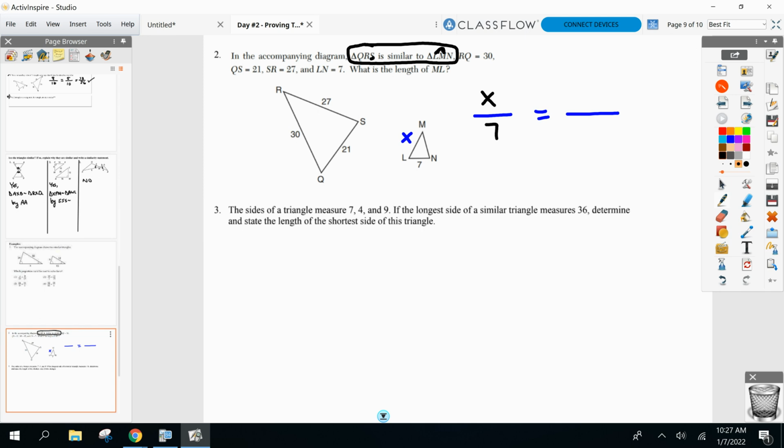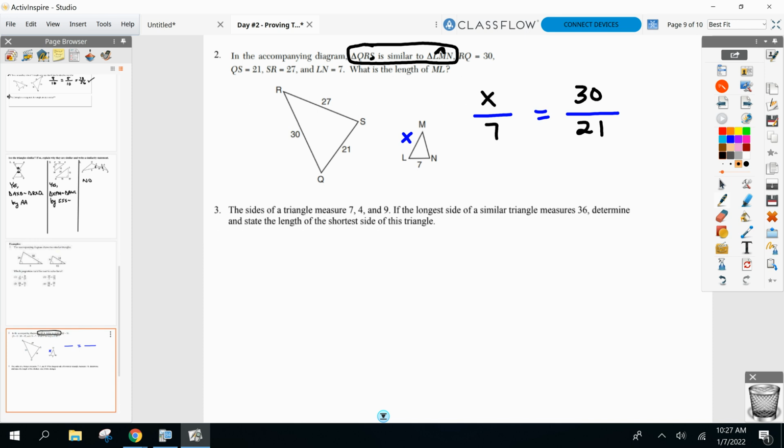It matches up with QR, which is how long? 30. And then what would the 7, LN, match up with? Use your statement if you don't like moving it visually. LN matches up with QR? How long's QR? It's not QR. QS, which is?